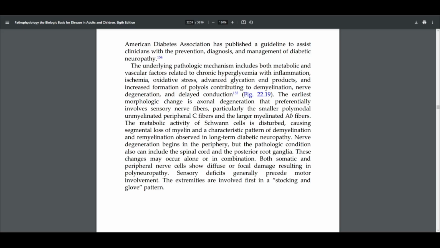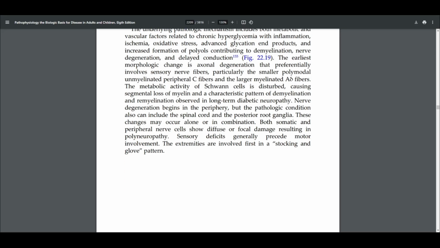The earliest morphologic change is axonal degeneration that preferentially involves sensory nerve fibers, particularly the smaller polymodal unmyelinated peripheral C fibers and the larger myelinated A fibers. The metabolic activation of Schwann cells is disturbed, causing segmental loss of myelin and a characteristic pattern of demyelination and remyelination observed in long-term diabetic neuropathy.